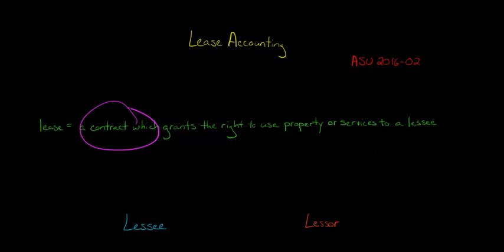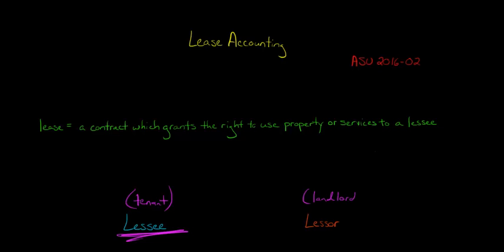A lease is just a contract by which one party, which we'll call the lessor, grants the right to use property or services to another party, which we call the lessee. So the lessor is basically renting something to the lessee. If you think about an apartment, the tenant, the person renting an apartment, would be the lessee, and the landlord, the person or company that owns the apartment building and is renting to the tenant, is the lessor. So the landlord is the lessor, and the tenant is the lessee.